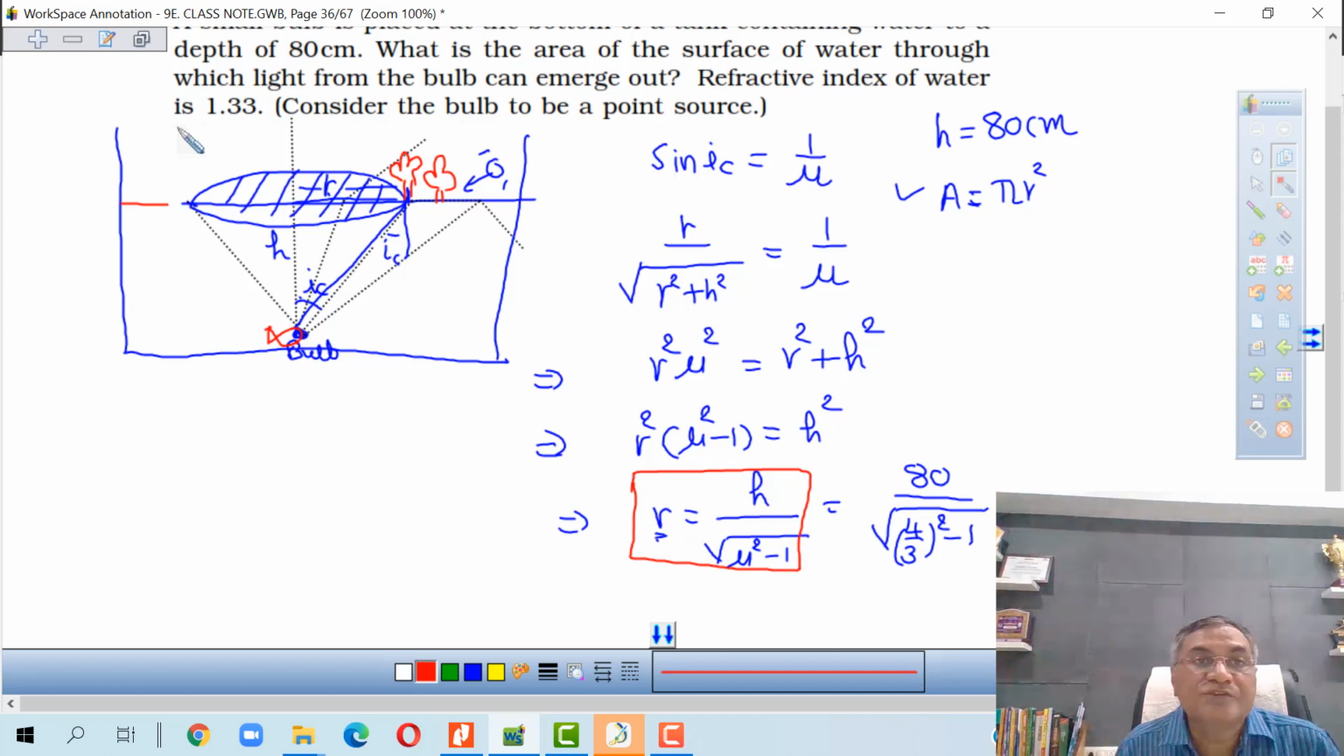Remember, outside is the air. Otherwise, I have to use the relative refractive index. Which one would I have to use? Relative refractive index. Okay.